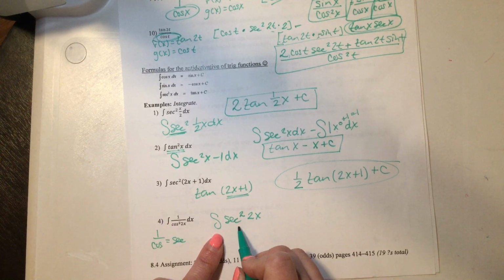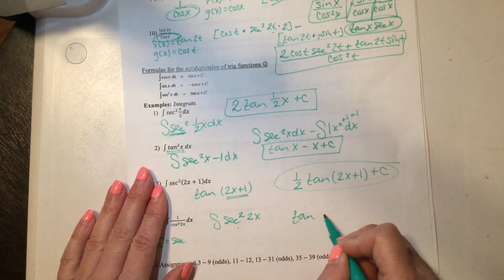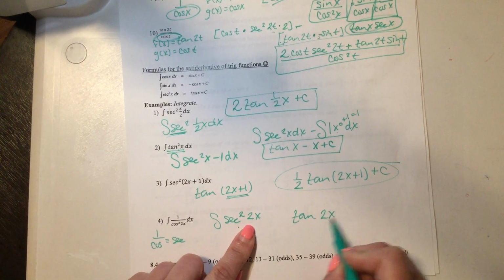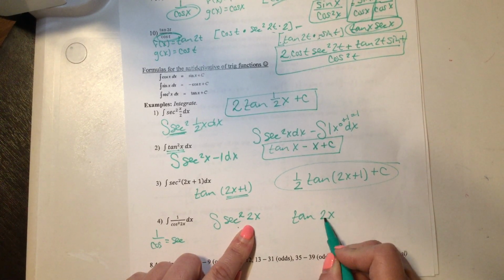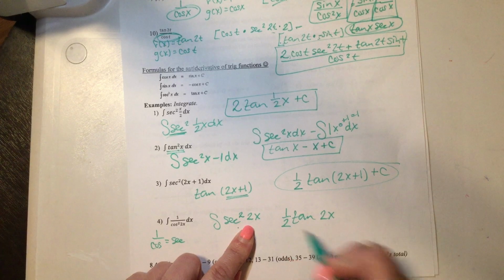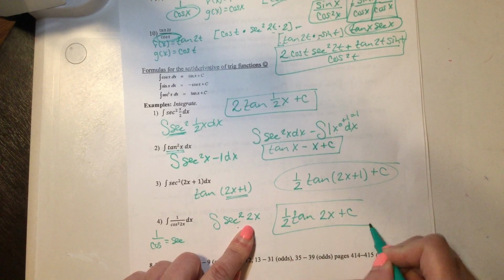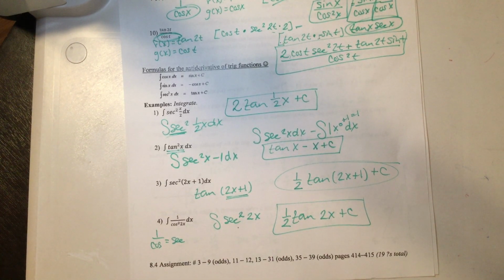The antiderivative of a secant squared is a tangent. Keep the 2x. The derivative of 2x is 2, so if I divide by 2, that's the same as multiplying by 1/2, plus c. That is 8.4.